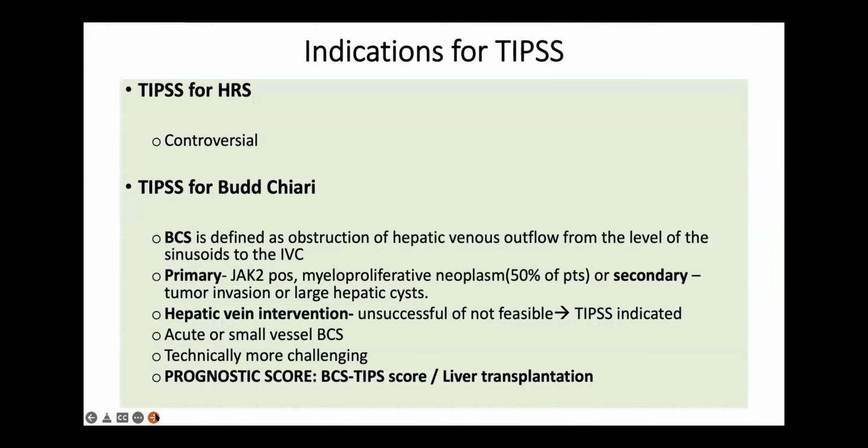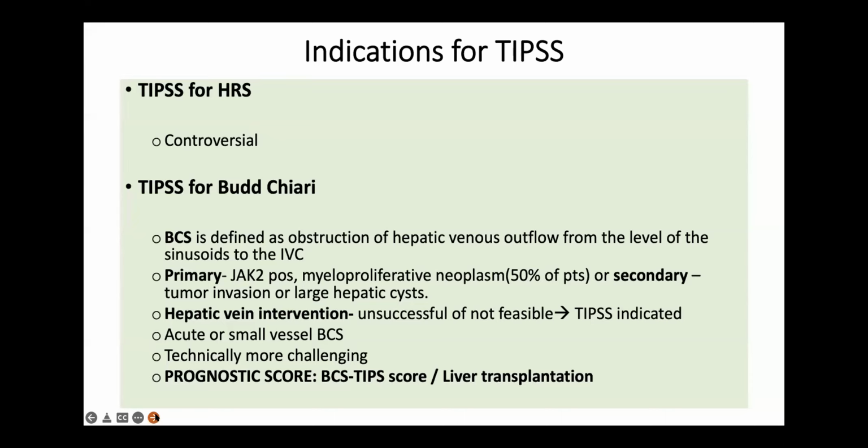Other indications, we've spoken about HRS, which is very controversial. Some studies have shown an increased improvement in renal function with TIPS, but it's very, very controversial. And TIPS for Budd-Chiari syndrome, this is something that's properly established now. So in Budd-Chiari syndrome, just to remind us, it's defined by obstruction of hepatic venous outflow from the level of the sinusoids to the IVC, any obstruction from that level.